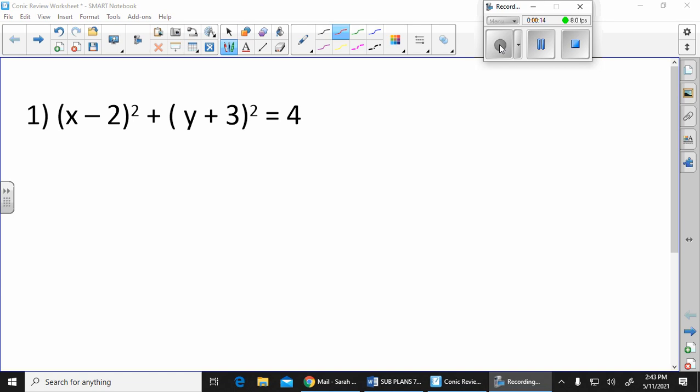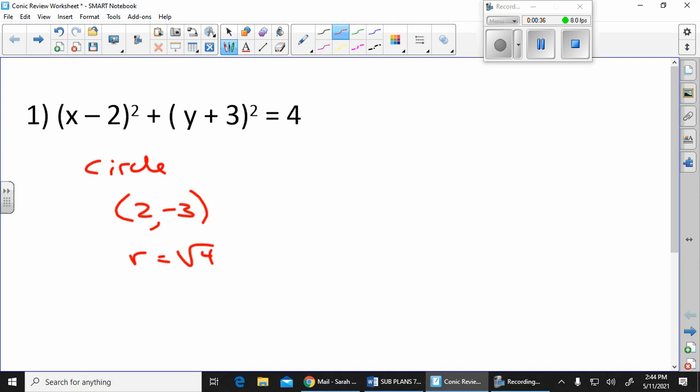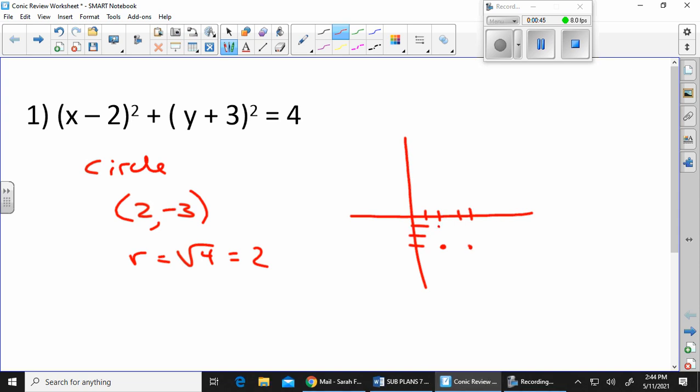So you look at the first one, it's two things being squared, it's being added, and it equals 4. So you could say the coefficient is 1 of the x and the y. So it has to be a circle. What do I need for the circle? Center, radius, square root of 4, which is 2. So I would see on your paper 2, -3, and then you'd go right 2, up 2, left 2, down 2, draw your circle.